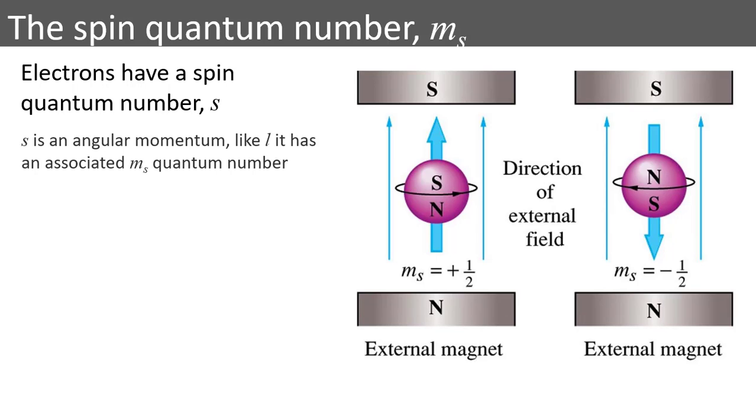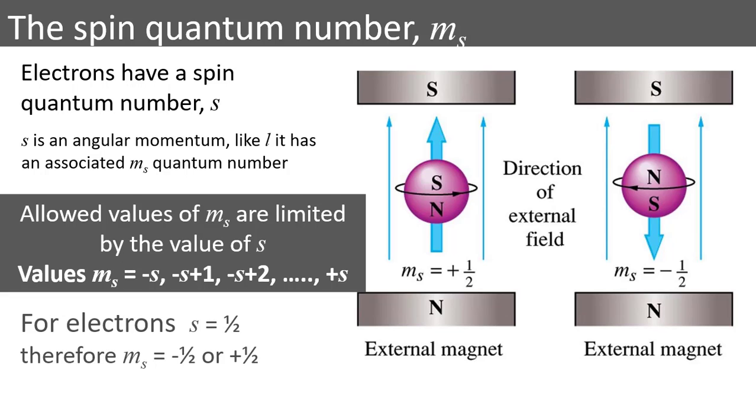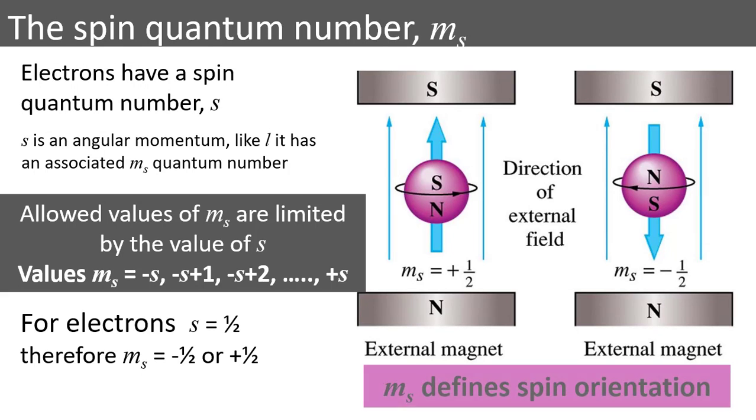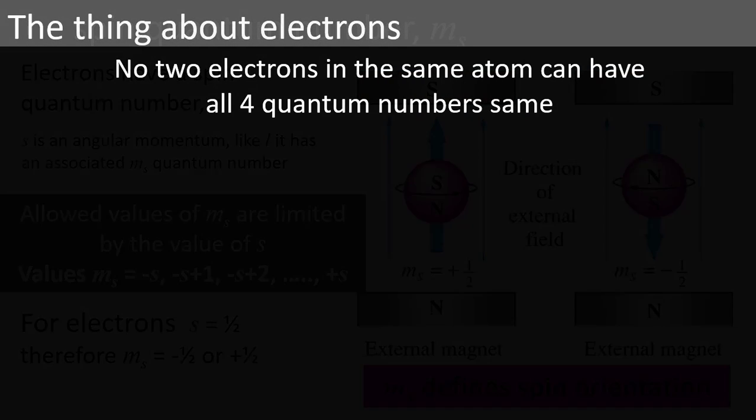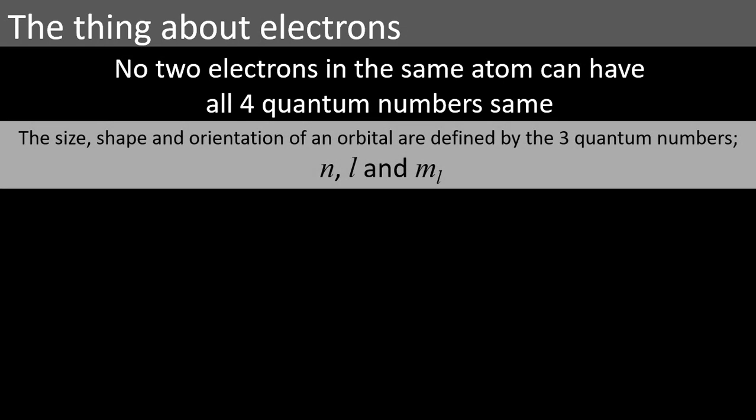s is very much like l, and has a related quantum number called m subscript s. The m subscript s follows the same rules on what values it can take. It depends upon the value of s, and it ranges from -s to +s, going up in integer units. In the case of an electron, s equals 1/2. That means that ms can only take values of -1/2 and +1/2. These define the orientation of the electron's spin angular momentum, put simply, whether it is spin up or spin down.